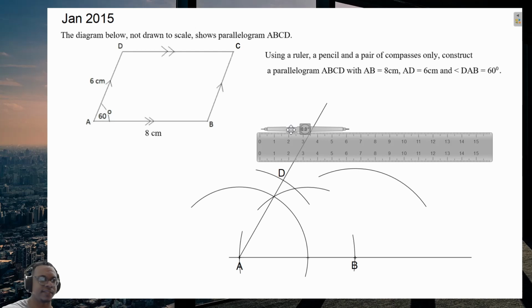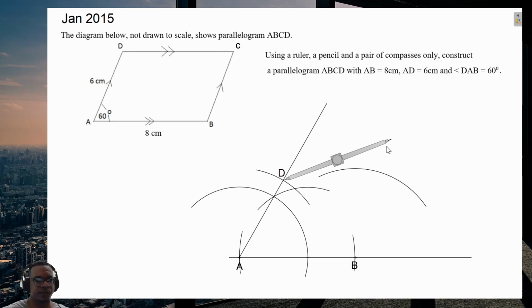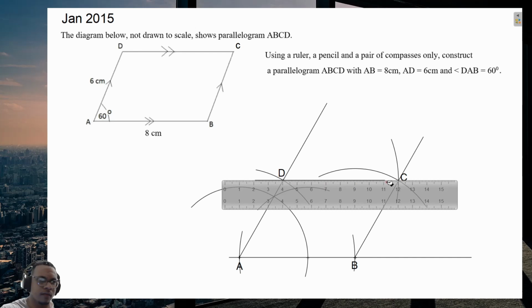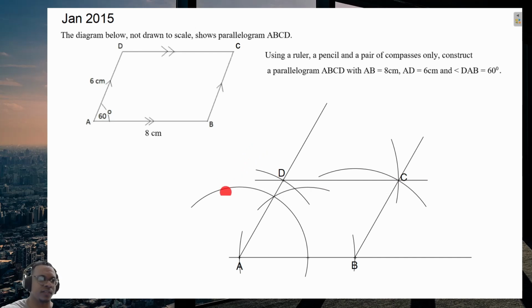Now since the line segment D to C is 8 centimeters, I'll open my compass out to 8 centimeters. Then I'll place my compass point at D and make an arc. And where these two arcs intersect, that will be my endpoint C. Now I'll draw straight lines to connect these points and form my parallelogram. Now that I'm satisfied with my drawing, I'll darken the outline. And that's your answer.